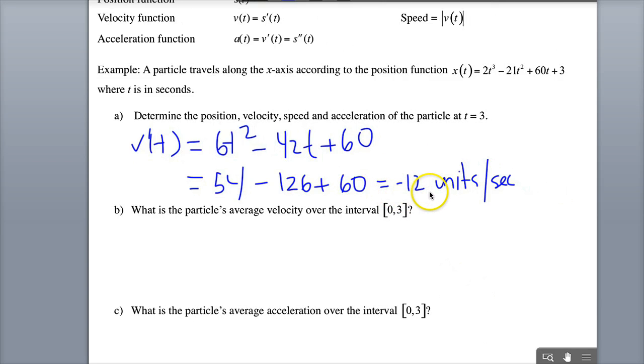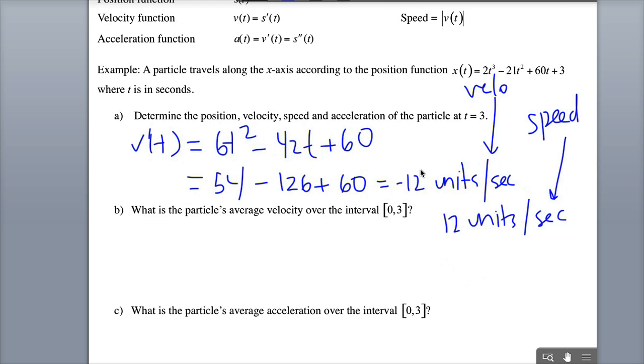In this particular case, we found the velocity to be negative 12. So that tells me the speed, again, is the absolute value. The speed is 12 units per second. So this one is speed, and this one is velocity. Again, they could be the same, but in this particular case, because I got a negative number, that has to be velocity, and the speed has to be positive, because speed cannot be negative. Speed always has to be positive.